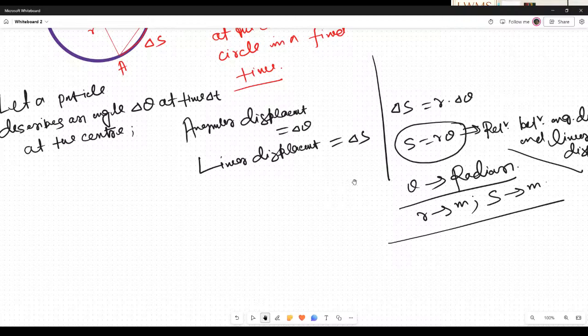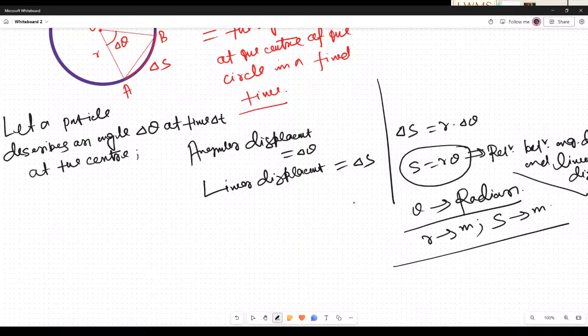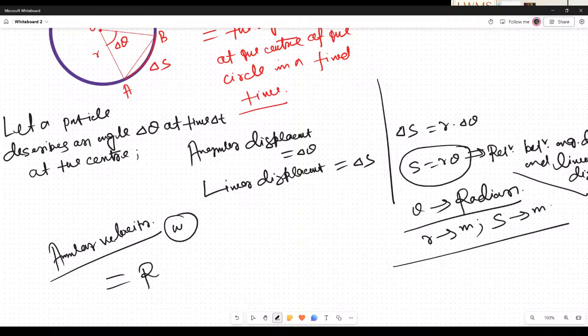So based on this, can you define angular velocity and linear velocity? Let us define angular velocity. Again I tell you, direction we cannot define, but angular velocity we will define. This is denoted by the letter omega. Angular velocity is defined as the rate of change of angular displacement. Okay.